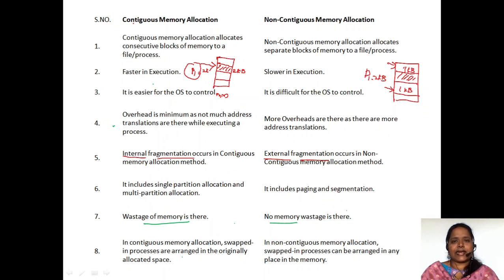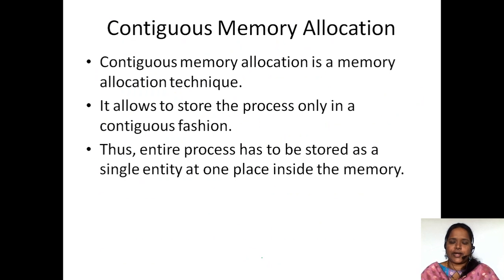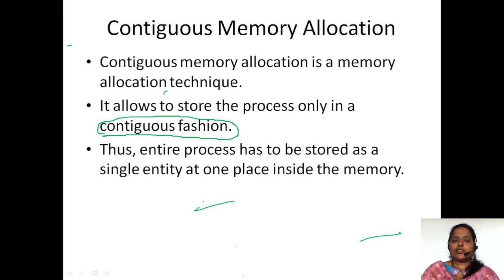Swapped-in processes are arranged in the original location in contiguous allocation, but in non-contiguous allocation swapped-in processes are arranged wherever spaces are left. In your syllabus you have only contiguous memory allocation. So what do you mean by contiguous memory allocation? It is a memory allocation technique that allows storing processes only in a contiguous fashion, but not in a non-contiguous fashion.